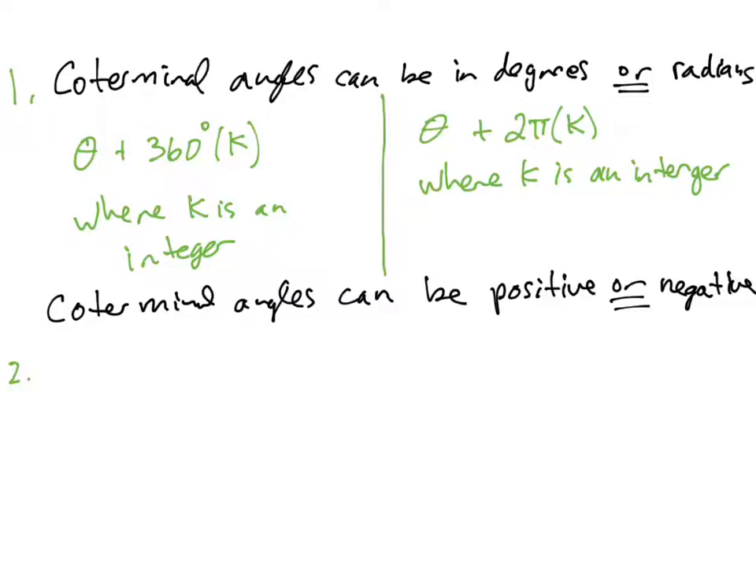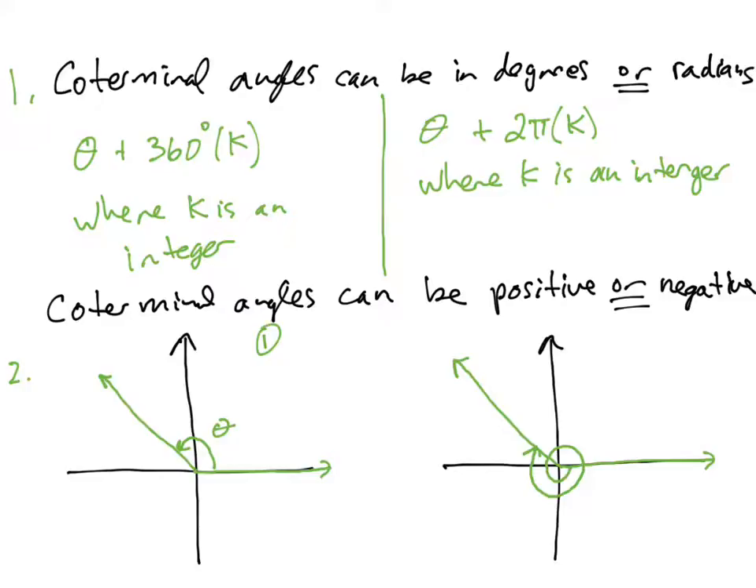And then secondly, it says coterminal angles can be positive or negative. Now let's look at an example here. This first angle, we're moving in a counterclockwise direction, and let's just give this some value. It's more than 90, let's call it 120 degrees. Now this second angle, if these angles are coterminal, and they are because they have the same ending position, they're both pointing in the same direction. However, in this one, the angle is traveling clockwise, one whole rotation and then a little bit further.